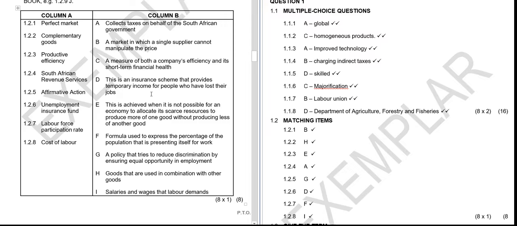We move on to the next one, which is labor force participation rate. We have an explanation on F, a formula used to express the percentage of the population that is presenting itself for work. So it's F for number 7. Or number 8, cost of labor. Of course, labor is the human effort that has been contributed by the workers. So we check in terms of our responses to see that these are salaries and wages that labor demands. So I is most appropriate. So this is the last one that we have in terms of our 1.2.